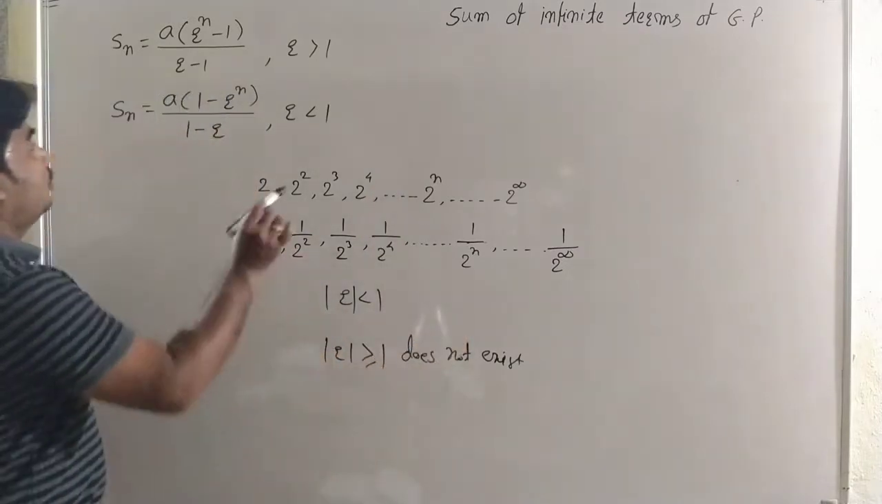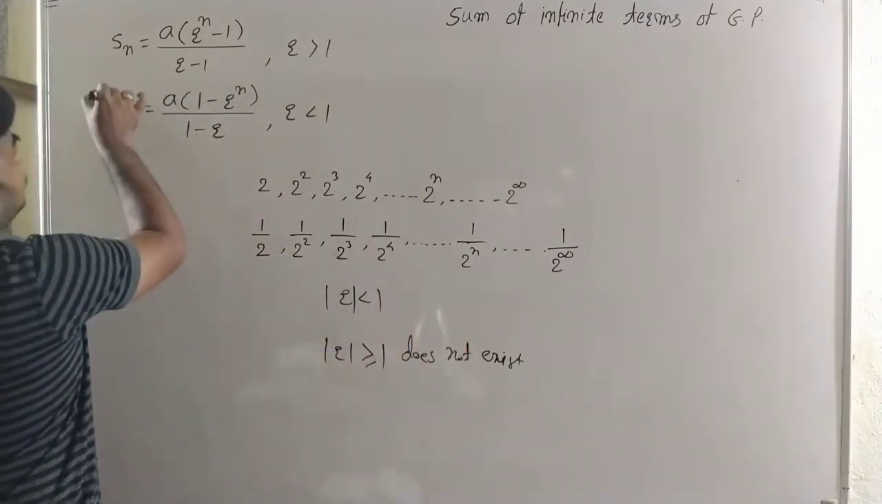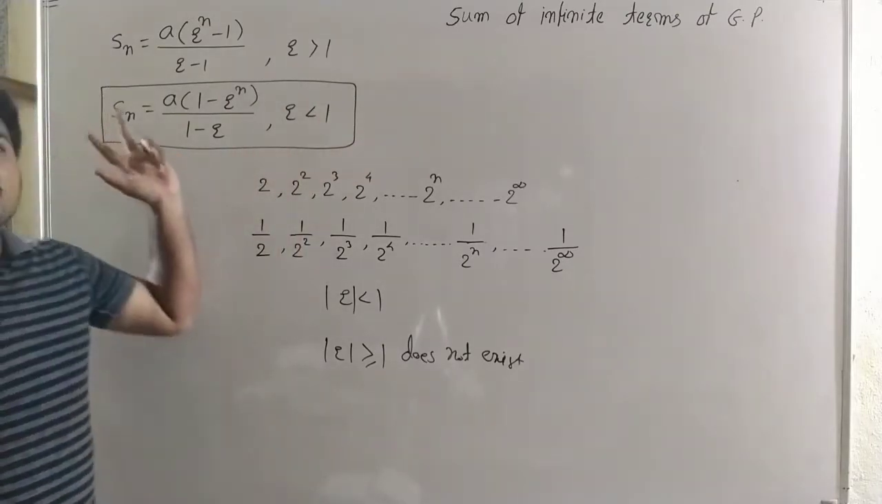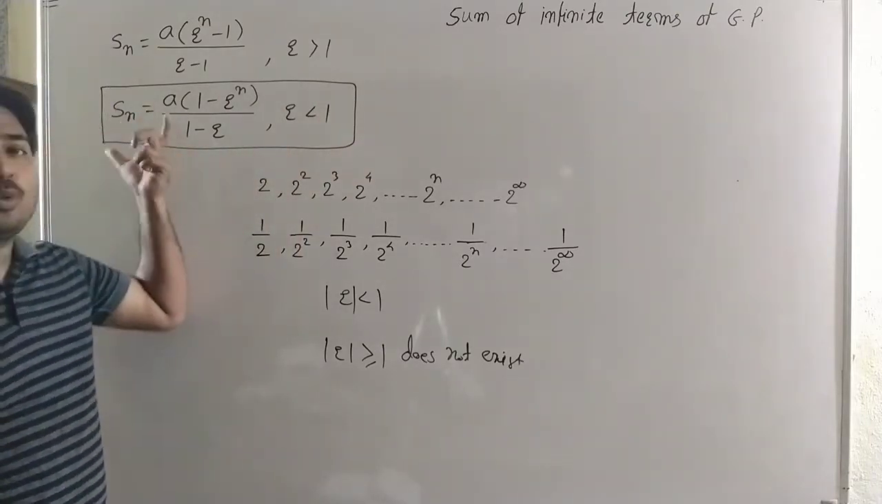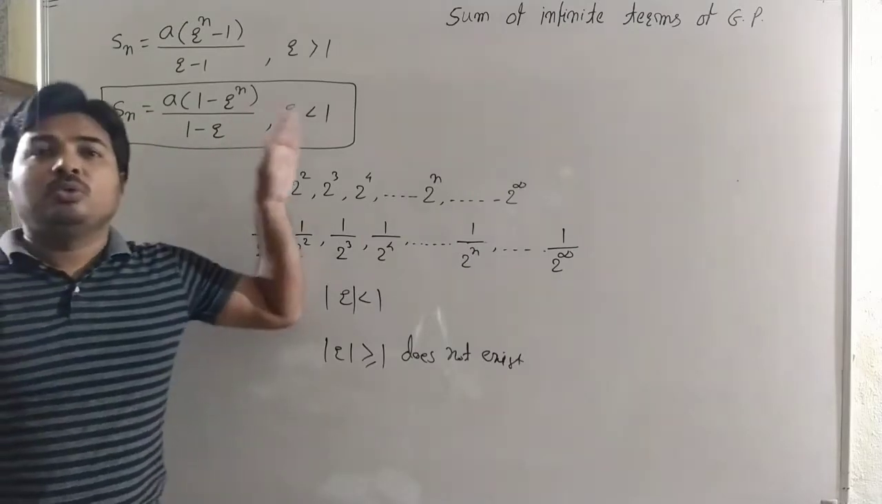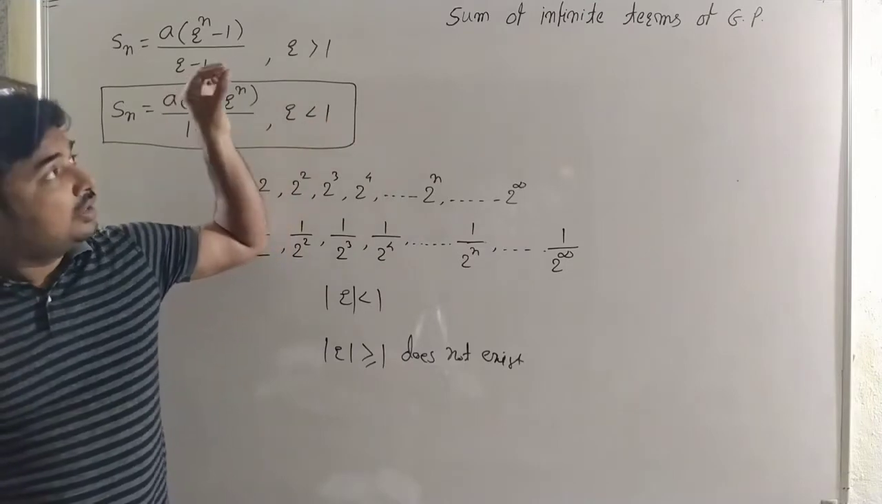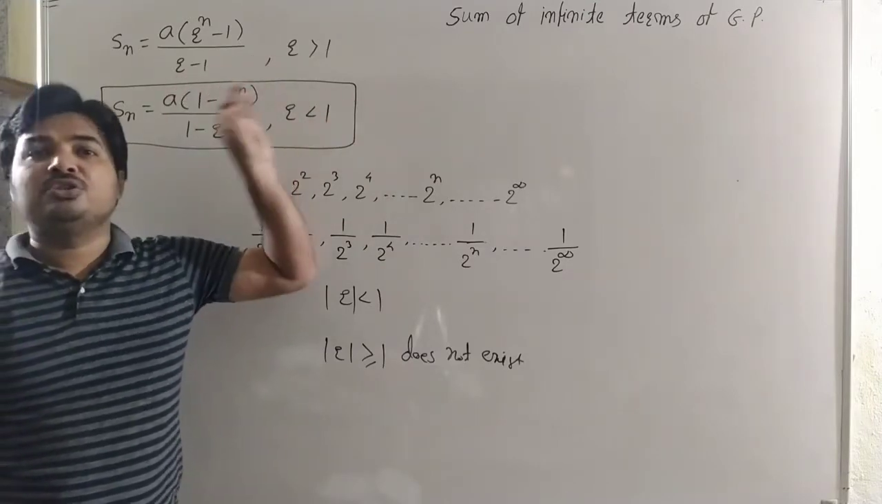That means we use only this formula, where r is less than 1. It is the sum of the first n terms. By using this formula, we find the formula for the sum of the infinite terms in a geometric progression.